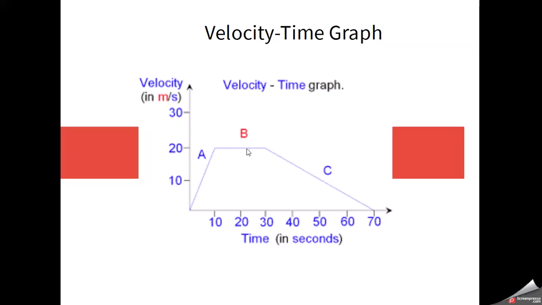Another key mistake that people make is in this part here, B, where the line has no gradient. Because in the distance time graph it meant that the object is stopped, they assume it means the same thing here.